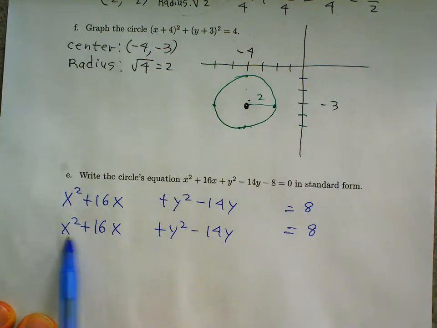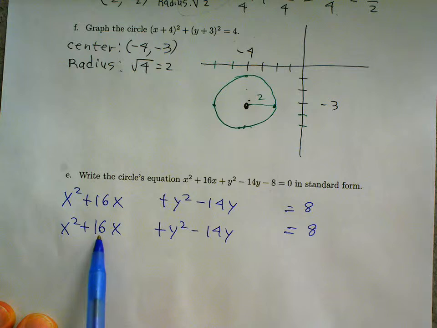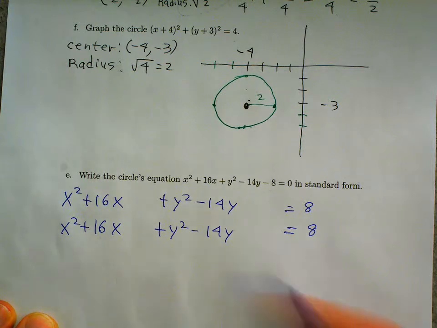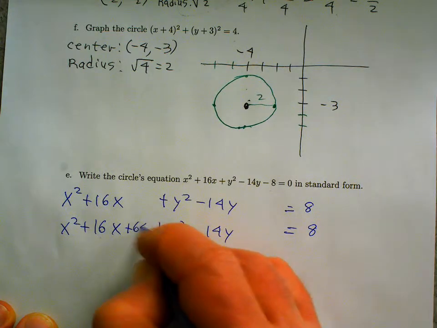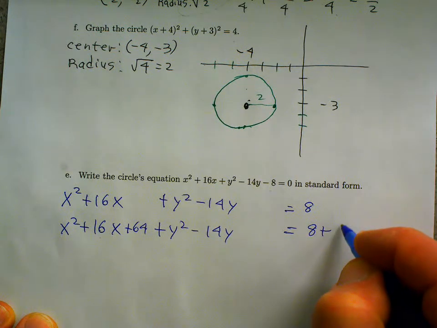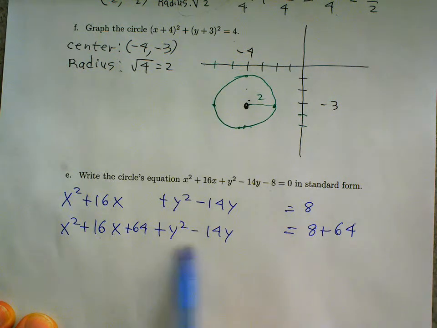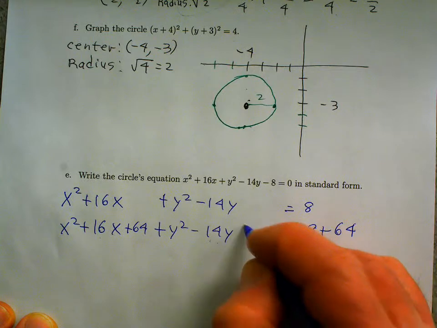Complete the square on x squared plus 16x. Half of 16 is 8. 8 squared is 64, so we add 64 to both sides. Y squared minus 14y. Half of -14 is -7. -7 squared is plus 49.